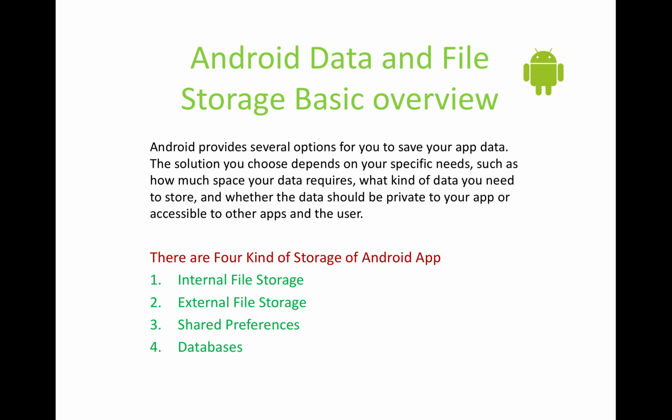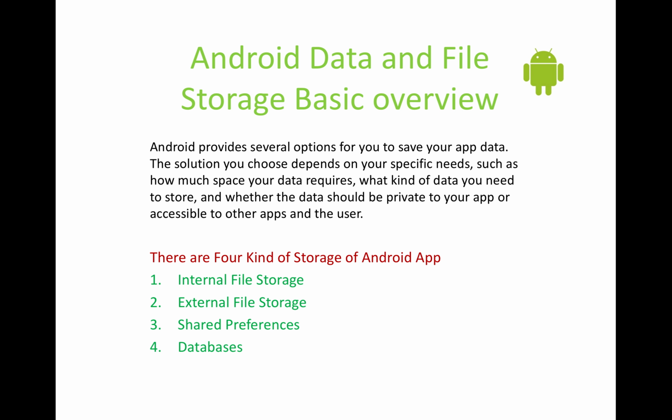The solution you choose depends on your specific need, such as how much space your data requires, what kind of data you need to store, and whether the data should be private to your app or accessible to other apps and the user. There are four kinds of storage in an Android app: internal file storage, external file storage, shared preference, and database. These are the four kinds of storage where we can save and retrieve data.